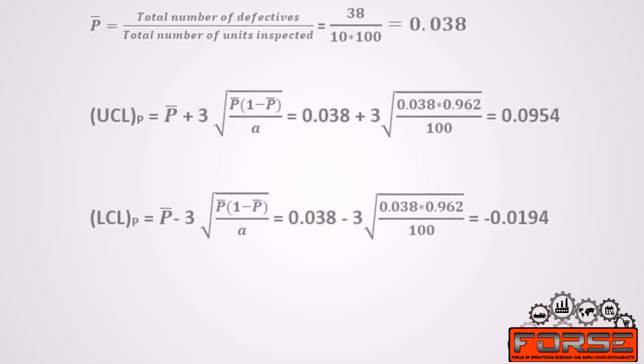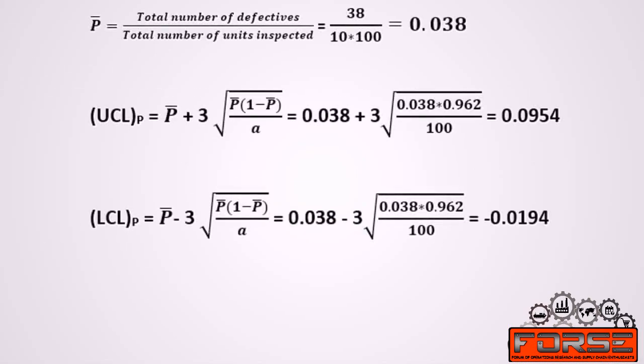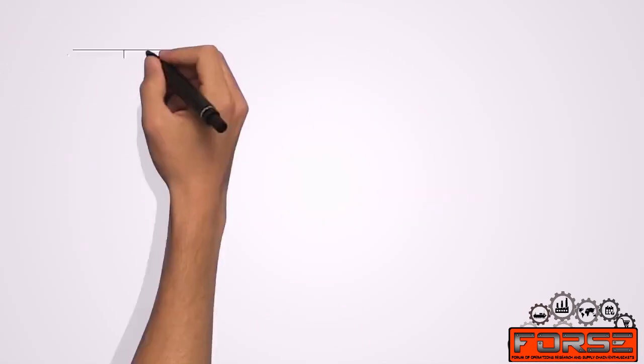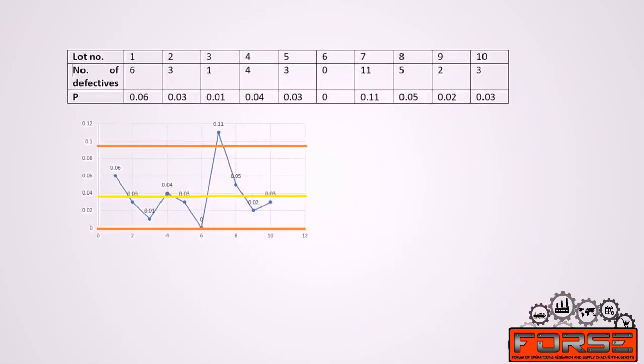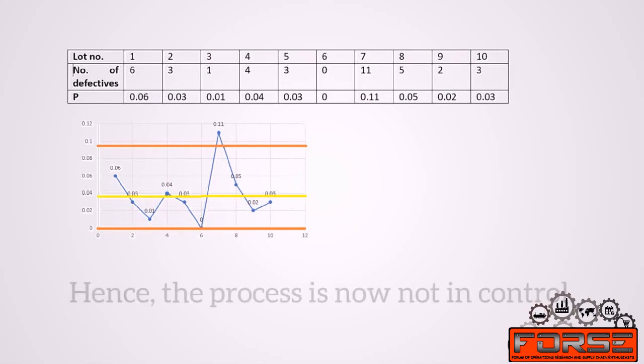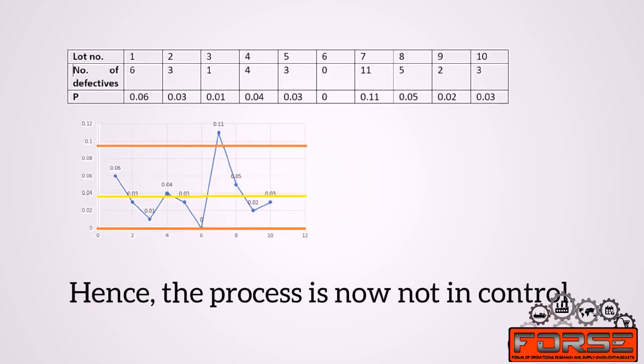We first find P-bar. Then, we calculate the values of UCL and LCL for P-chart. Since P-bar cannot be negative, LCL will be 0. From the above plot of P-chart, we can observe that sample 7 is out of control. Hence, the process is still not in control.